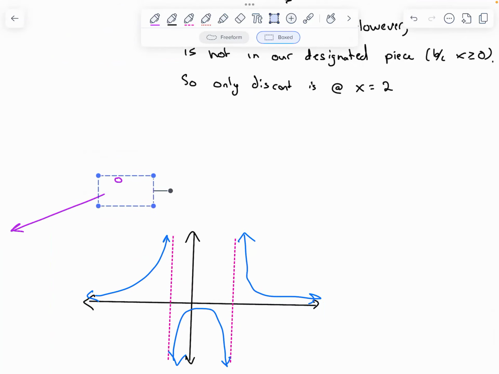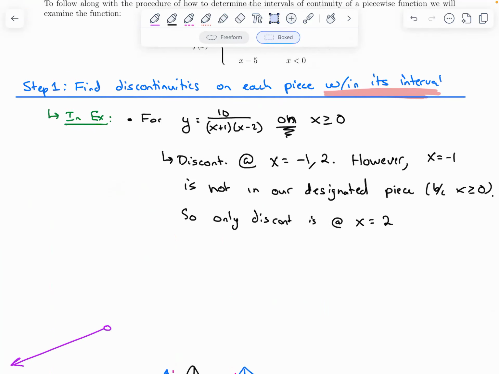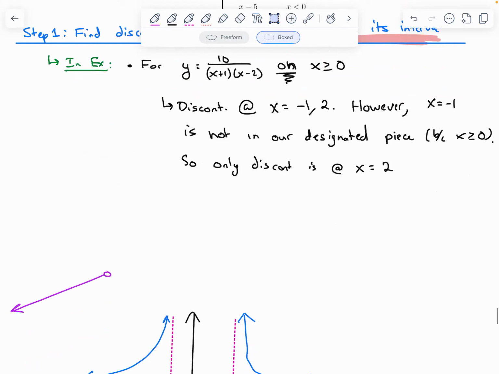So once again, yes, the actual curve, if you're looking at y equals 10 over (x plus 1)(x minus 2), it is discontinuous at -1 and 2. However, on our function f, which is the function we're really concerned with, it is only equal to this curve for x values greater than or equal to 0. So -1 never becomes a problem because the function isn't defined as this curve at -1. So the only discontinuity from this piece is at 2. And I'll give a picture representation in just a moment.